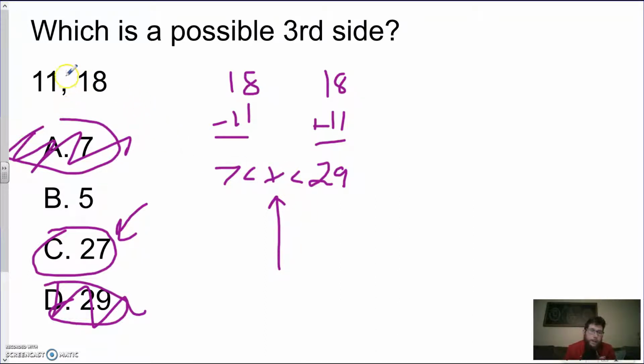And if I wanted to check it, I could just add these guys up. See if they're bigger than 27, and they are. They come out to 29, right?